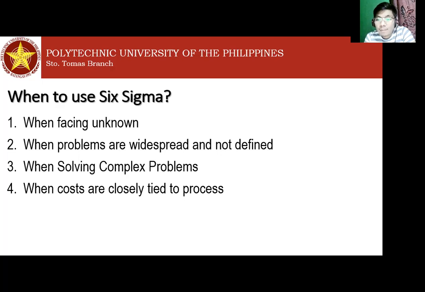Number three is when solving complex problems. So Six Sigma, pag isa lang kasi yung problem natin, alam natin yung problema natin, hindi na natin kailangan masyado si Six Sigma because alam na natin kung ano yung gagawin natin. Alam na natin yung tututukan natin problem. And the last one is when costs are closely tied to process. So in Six Sigma kasi, for example, if you're going to reduce the waste, so those waste kasi it's a loss for a company. So when the process are tied to cost, most likely ginagamit natin si Six Sigma in order to reduce cost of the overall of the business. Cost of producing a product.